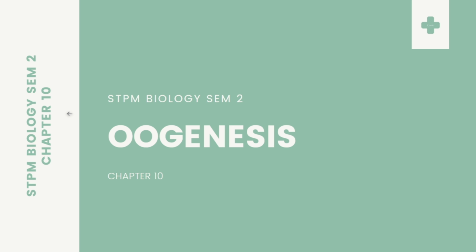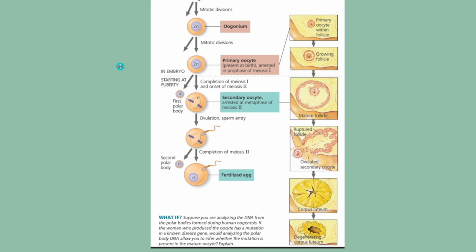Okay. So actually the initial stage is very similar to spermatogenesis. But in the female embryo, the primordial germ cell will also undergo mitosis to form the diploid oogonium first. So this is an oogonium, and after that they will undergo mitosis to form the primary oocyte. And this is the process happening in the embryo stage.